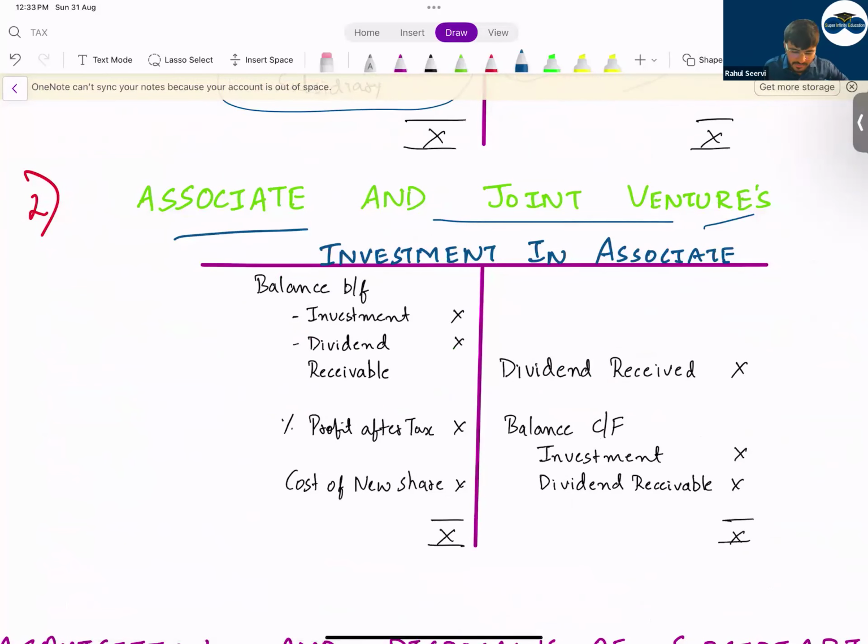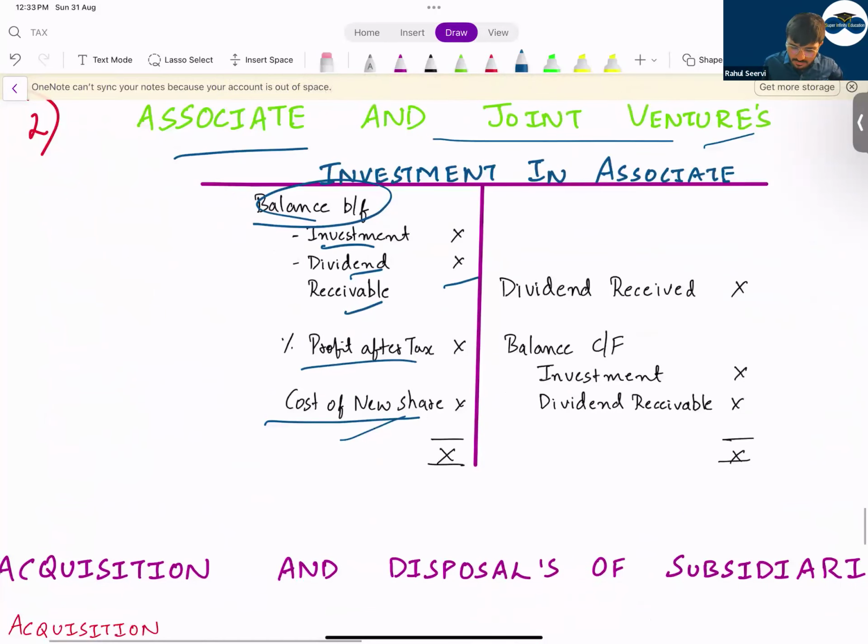Can I say it's a debit balance? So the balance brought forward will include what? Investment and dividend receivable. You will record this value. Then the profit after tax value will increase. And if there is any additional associate, you are purchasing one more associate, you will increase the value by whatever cost you pay. Then you have the closing balance.